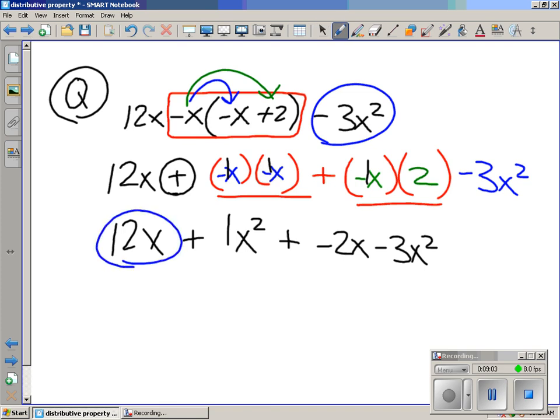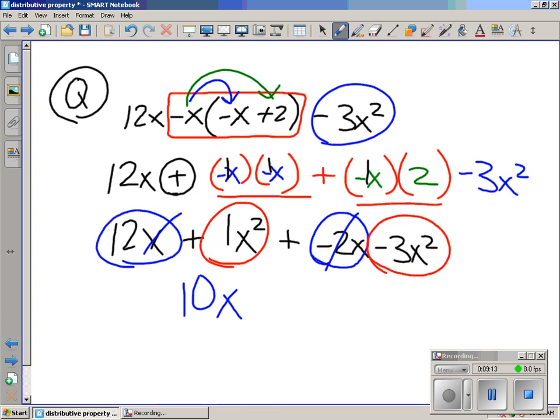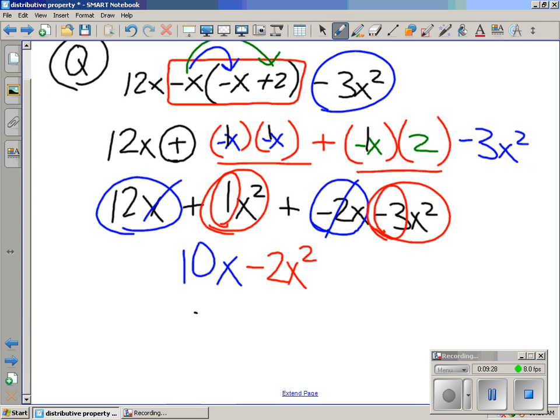So 12x minus 2x, we're at 10x. Then +1x minus 3x gives us -2x². Because we had 1 minus the 3, it's a -2, and then you tack on the x² at the end. If I ordered this like I talked about before, we would write this as a -2x² plus 10x.